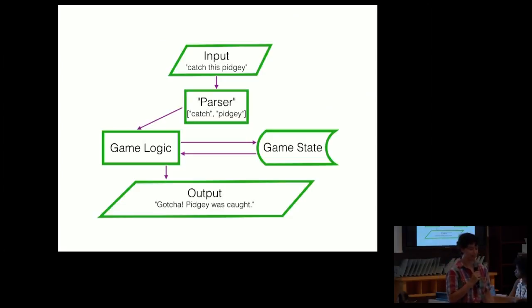And so one thing to notice about all of this is that the parser, the logic code, and the game state are all specific to this particular text adventure game. So this parser knows words like Pidgey, which you wouldn't have in a Harry Potter text adventure. And the game logic presumably has rules for catching that might be different in a different game.